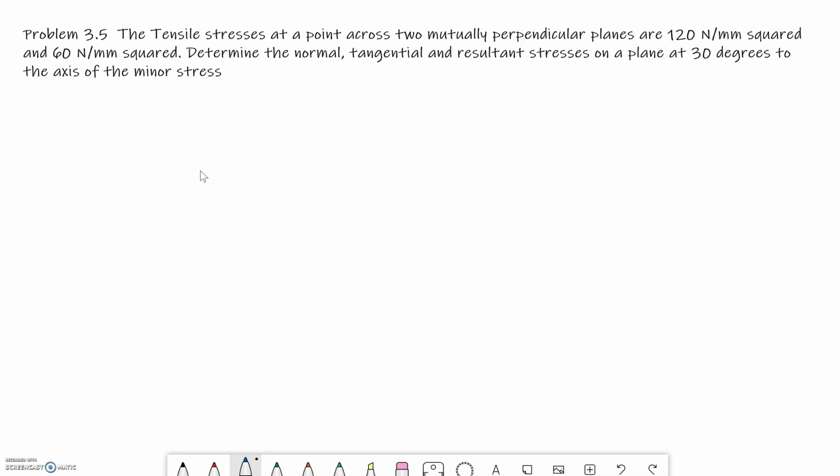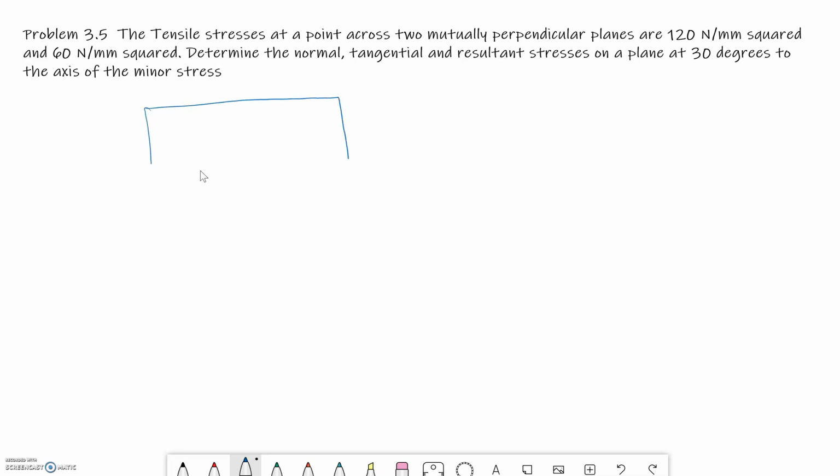The tensile stresses at a point across two mutually perpendicular planes are 120 Newton per mm squared and 60 Newton per mm squared. Determine the normal, tangential, and resultant stresses on a plane at 30 degrees to the axis of the minor stress. Now let us first get to understand our diagram, and then we will look at what is given, and then we'll go into the process of solving.